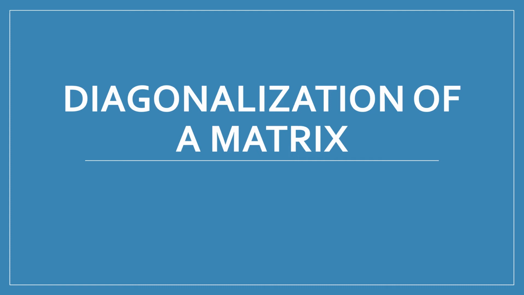Dear students, in this video lecture we are going to discuss diagonalization of a matrix. Matrix diagonalization is the process of taking a square matrix and converting it into a special type of matrix, a so-called diagonal matrix, that shares the same fundamental properties of the underlying matrix.